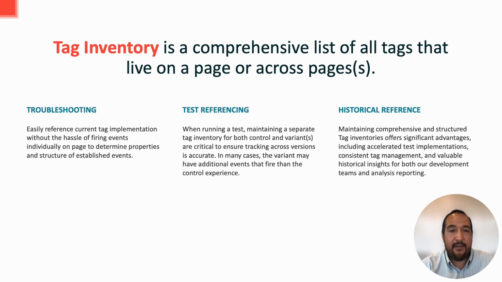In many cases, the variant may have additional elements that fire as compared to the control. And at a higher level, historical reference is very critical, as maintaining comprehensive and structured tag inventories offers significant advantages, including accelerated test implementations, consistent tag management, and valuable historical insights for both our development teams and analysis reporting when trying to develop future tests.